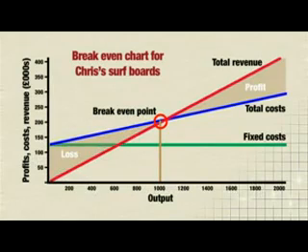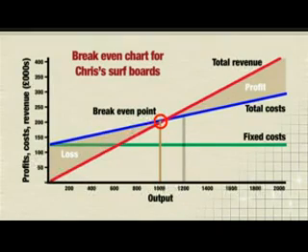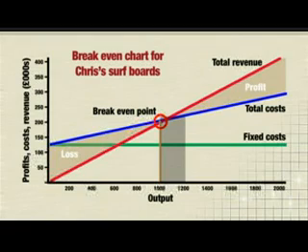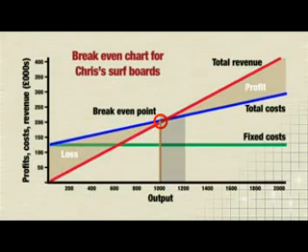If Chris's actual output was 1,200 surfboards, this area would be his margin of safety. In other words, a margin of safety of 200 units.